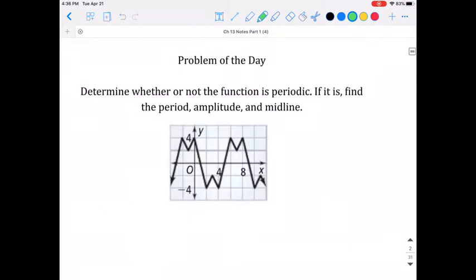And before we get into section 2, let's do a problem of the day. So if you want to stop this video now and try it on your own, and then we can go over it, that's fine. So we're going to determine whether or not the function is periodic. Periodic functions follow a pattern. If it is, find the period, amplitude, and midline.